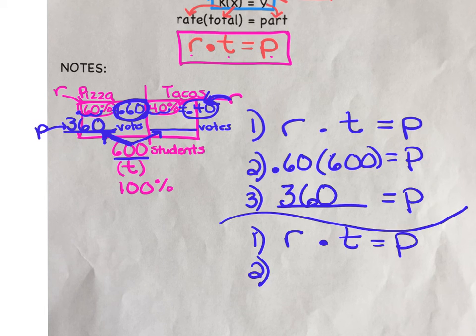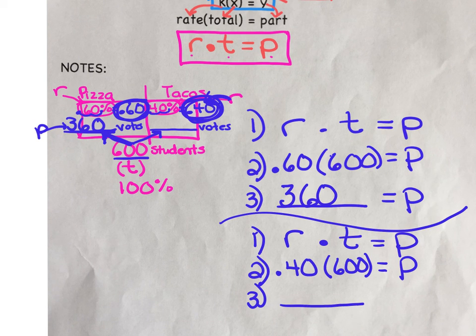Step 2. Substitute the rate for tacos, 0.40, still times 600 because the total hasn't changed. When you're ready, punch that multiplication problem into your calculator and calculate the number of students who voted for tacos. Pause your video. You should have gotten 240. That means 240 students out of that 600 total voted for tacos.